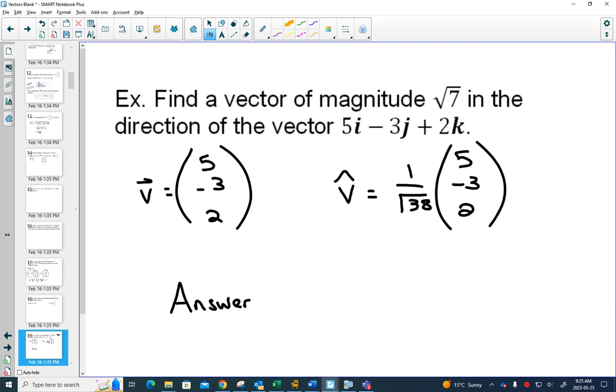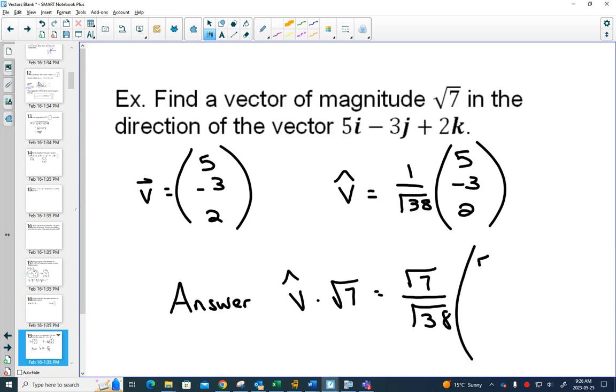And our answer is just to take our unit vector, and we're going to have to multiply it by the square root of 7. And I would leave my answer just like this. And the idea of using a unit is something that you use a lot of, okay?